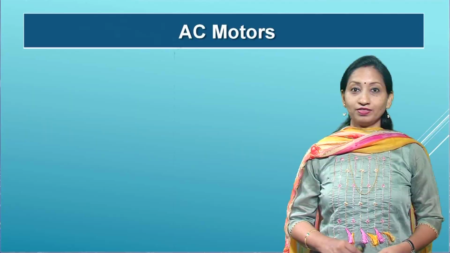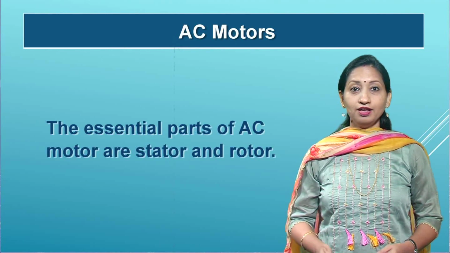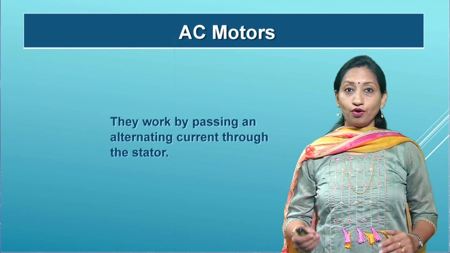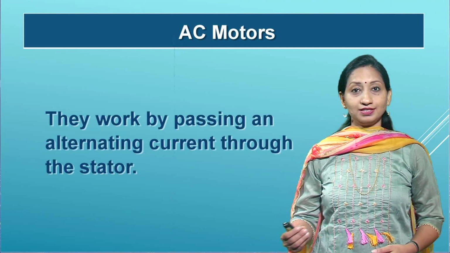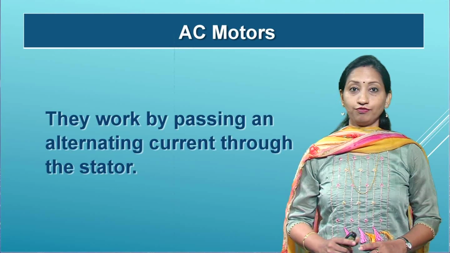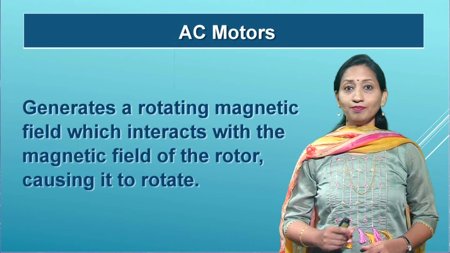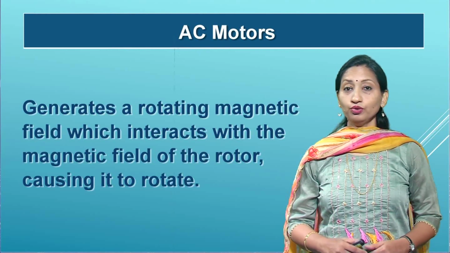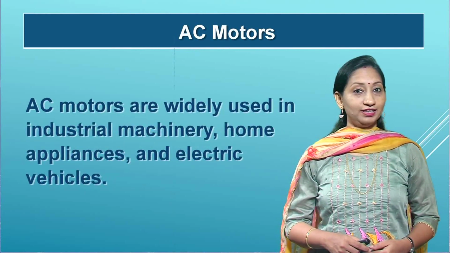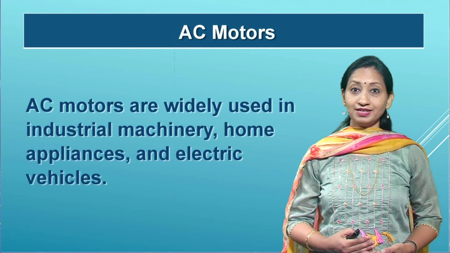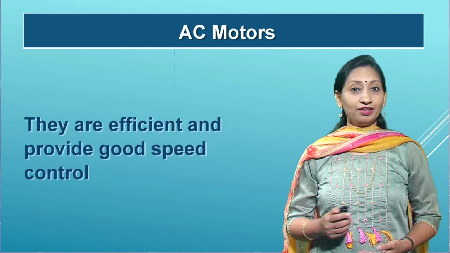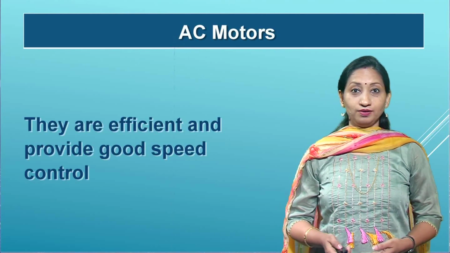AC motors. AC motors are another common type of electric motor. There are several types of AC motor. Single-phase induction AC motors are very common in domestic appliances. The essential parts of AC motors are the stator and rotor. They work by passing an alternating current through the stator, which generates a rotating magnetic field. The magnetic field interacts with the magnetic field of the rotor, causing it to rotate. AC motors are widely used in industrial machinery, home appliances, and electric vehicles. They are efficient and provide good speed control.